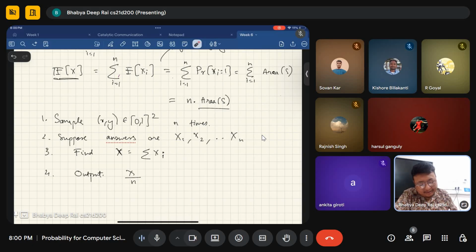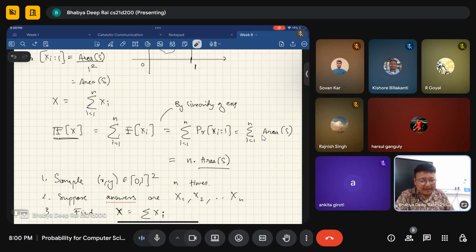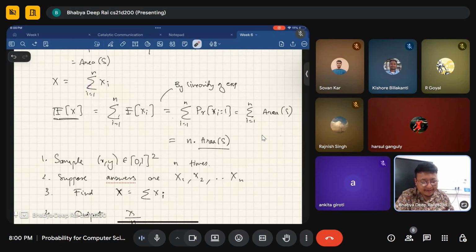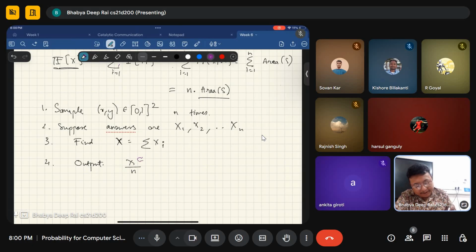Because you made these samples, which are supposedly the outputs of the random variables, because you are sampling them uniformly at random, and you find X, this value. Now you expect for larger n, it will go closer and closer to the expectation. That's what expectation is. And you know that expectation is n times area. So this X you expect to be close to n times area. Therefore you will divide by n and then output, which will be exactly area of S.